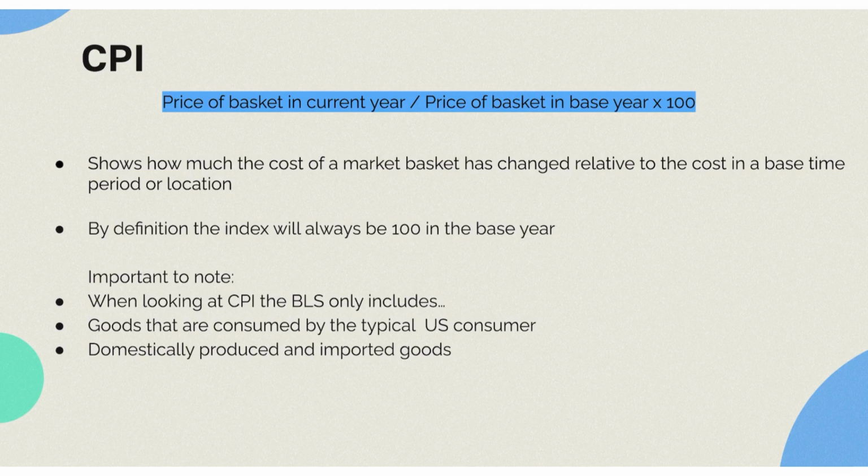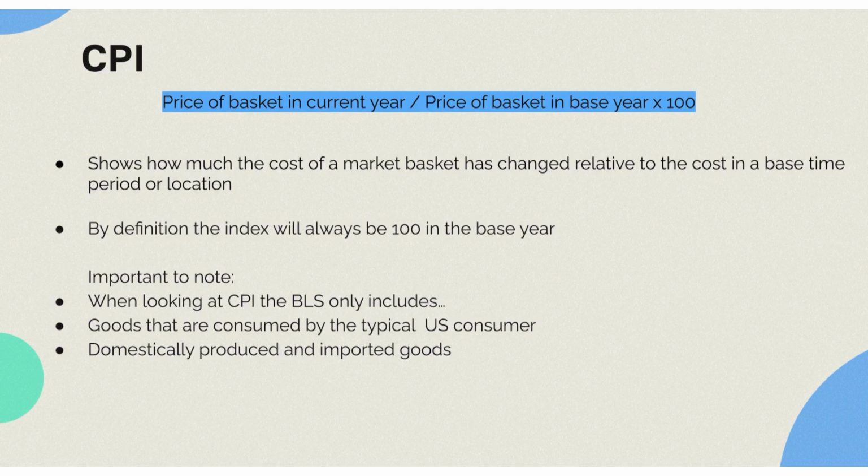And then for CPI, it's the price of the basket in the current year over price of the basket in the base year times 100. So again, it's very much just the percent change formula. And it shows how much the cost of a market basket has changed relative to the cost in a base time period or location, which I know I mentioned the definition a few slides ago, but it's just important to know the definition of both the CPI and market baskets and to be familiar with them. And then by definition, the index will always be 100 in the base year, which is another good thing to keep in mind.